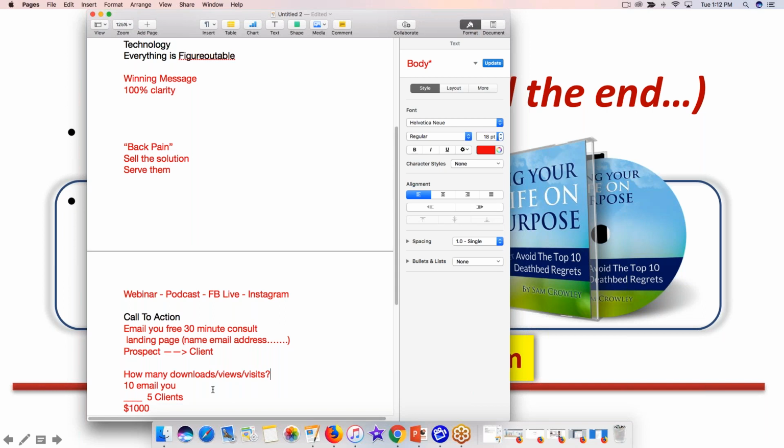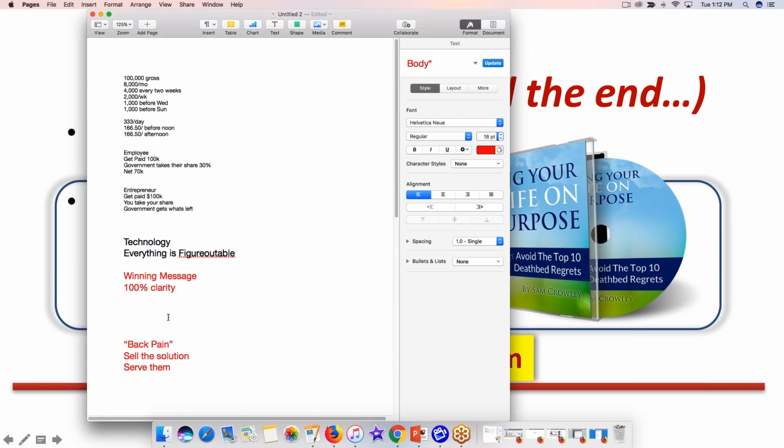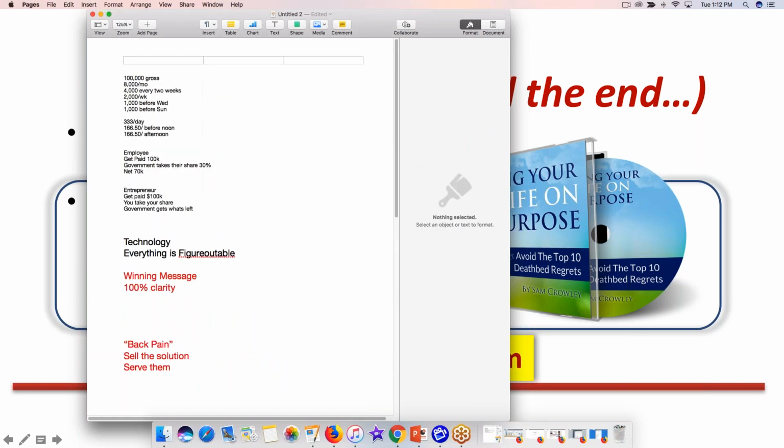It's simply getting people exposed to your message, getting them to listen to your message, and then getting them to take action. That's all it is. All this is just one big math equation. Even everything we shared up here. This is just one big math equation to make 100 grand a year.